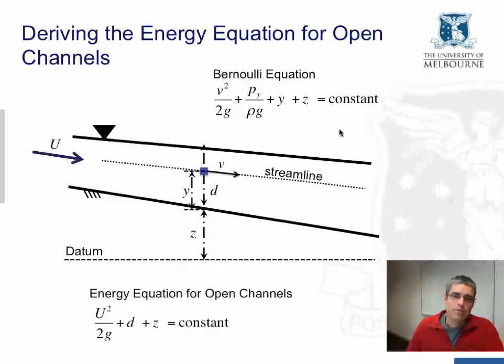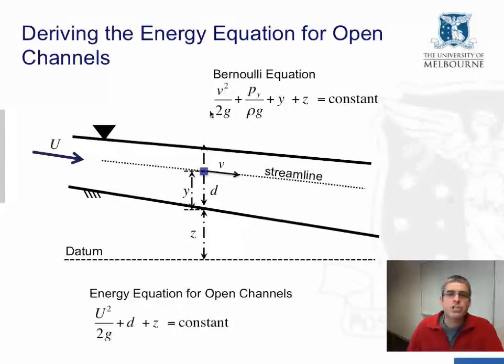And this is derived from the Bernoulli equation, which you will have encountered before in your fluid mechanics course. The Bernoulli equation states that for a small parcel of water, for example this parcel here, travelling at velocity v at height y above the bed with pressure p_y, the total head, which is the sum of the velocity head, the pressure head and the static head, is a constant along a streamline, which is the path that parcel takes through the water.